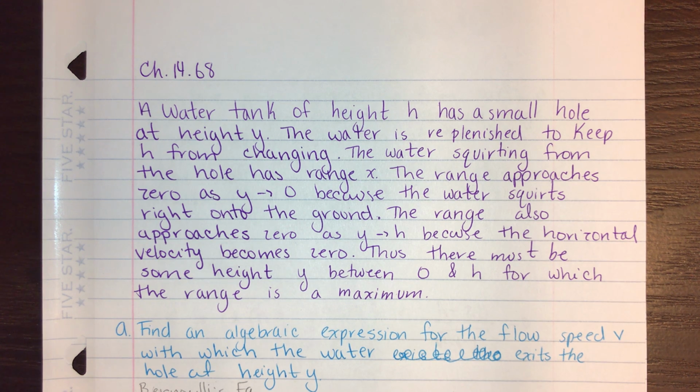The range approaches 0 as y approaches 0 because the water squirts right into the ground. The range also approaches 0 as y approaches h because the horizontal velocity becomes 0. Thus, there must be some height y between 0 and h for which the range is a maximum.